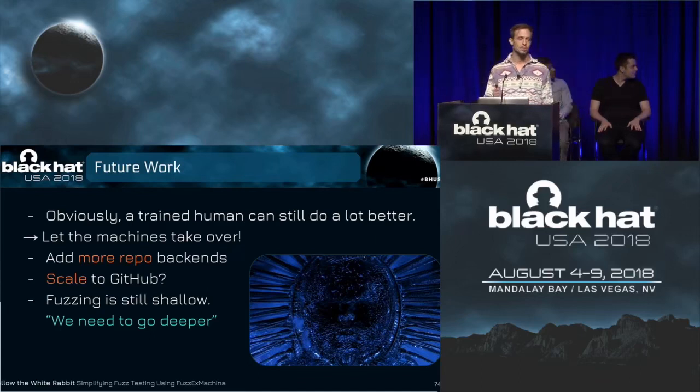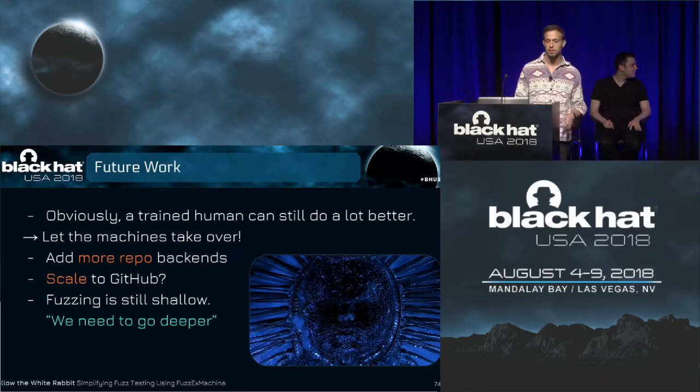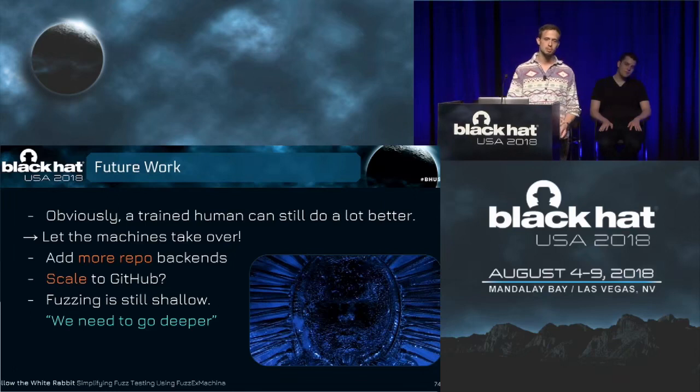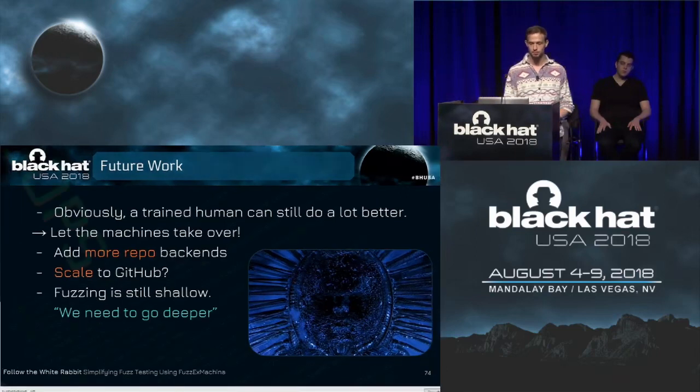Add more repos. So right now we have apt, which wasn't tested in the last week though. We have Pacman. We want to scale maybe to GitHub. We started doing that a little bit. It's hard. You have to infer how to build a whole repo. That's not too easy. And we're still fuzzing pretty shallow. So, like symbolic execution at some point or something. We need to go deeper to stay in the meme category here.